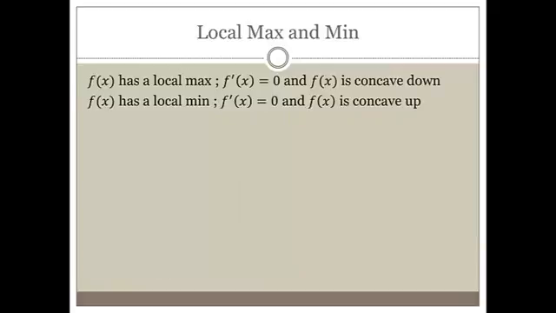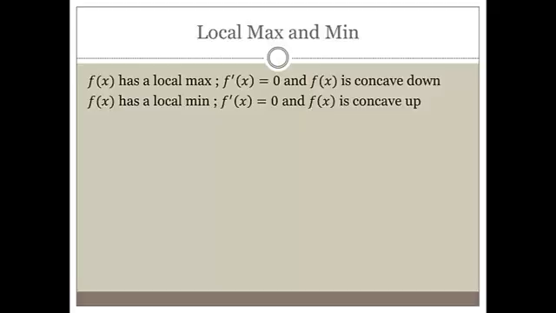As we did before, let's consolidate the information we just found. We have that f of x has a local max when its derivative is 0 and it is concave down. Our function f of x has a local min when its derivative is 0 and it is concave up. But remember that we can quickly compute exactly where our function is concave down or concave up. Our function is concave down when the second derivative is negative.